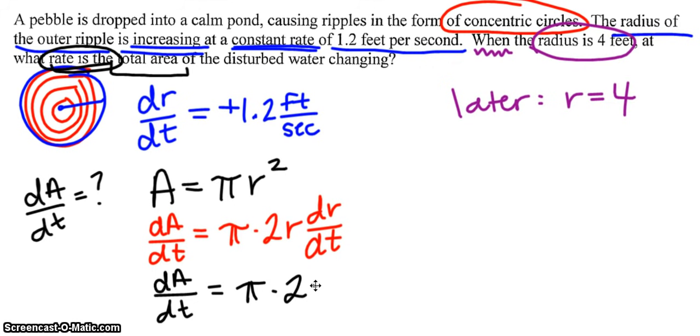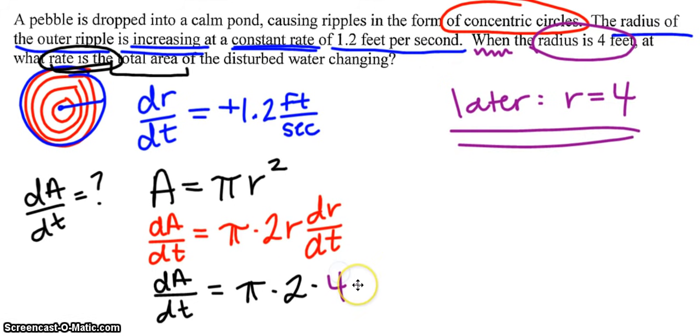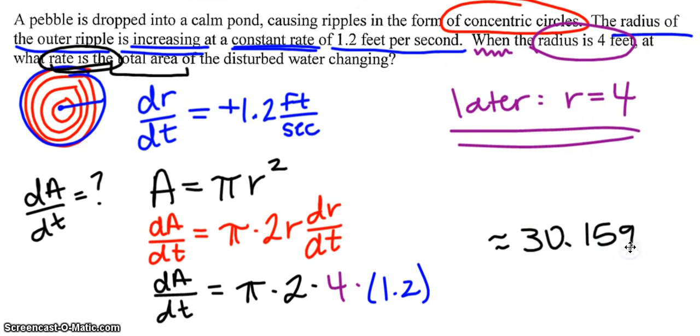What's my radius going to be? Oh, it's later. Now it's later. So 4. And how fast is my radius changing? 1.2, I believe. All right, let's clean up that answer. And we get approximately 30.159. Ooh, 3 decimal places. That's right, at least 3. You could get more. I mean, you can be an overachiever.